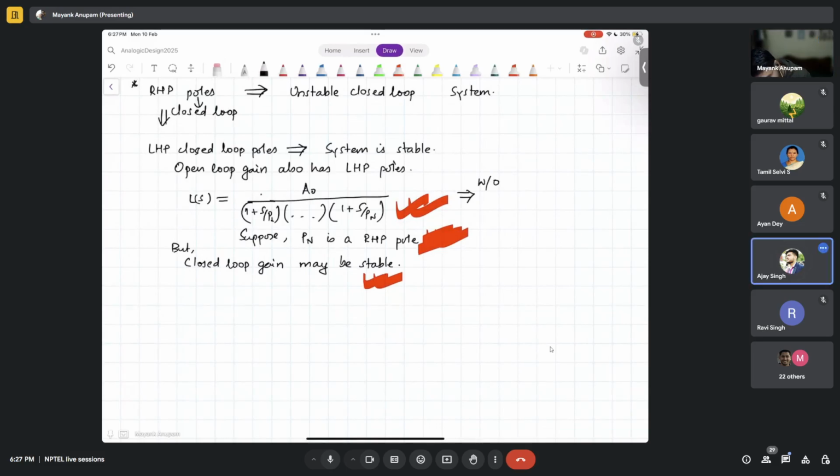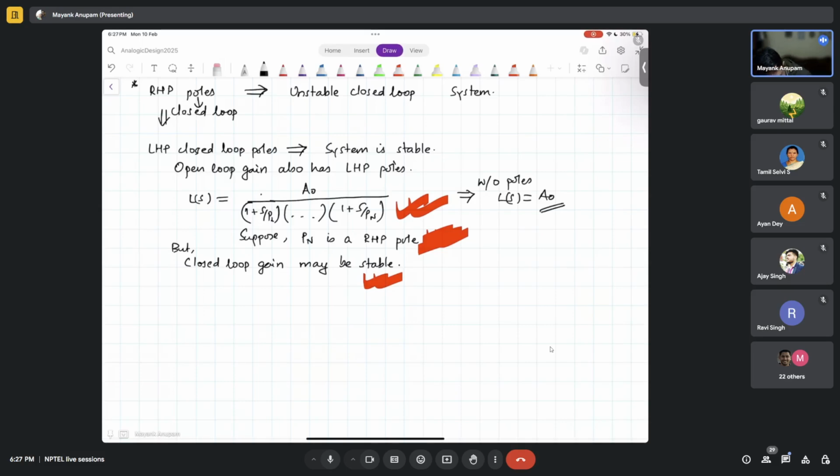It's A naught. Simply only A naught, right? Yes, sir. It will look only like A naught, right? Which means that the system has infinite bandwidth. The system has infinite speed.